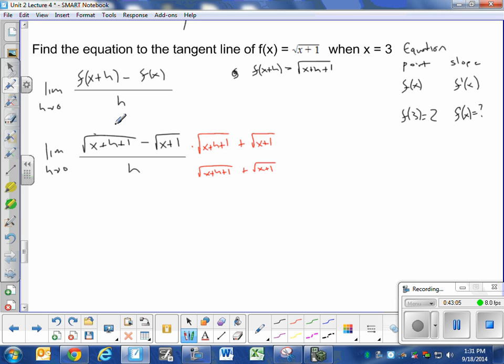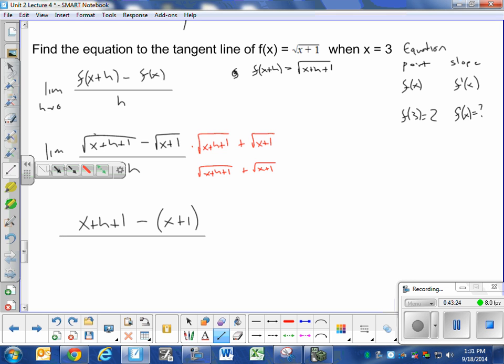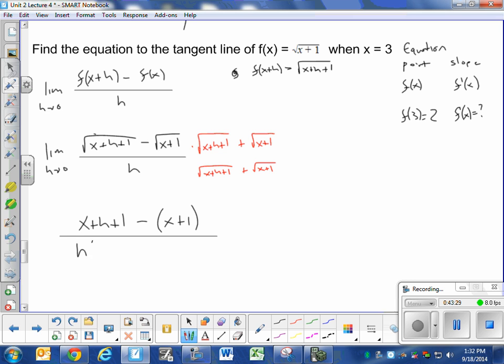Now what happens is I'll get this quantity squared minus this quantity squared, which will just give me x plus h plus 1 minus the quantity of x plus 1, all over this nasty denominator, which I will not distribute the h into because it'll just make things more complicated. So I'll have h times the quantity root x plus h plus 1 plus root x plus 1.